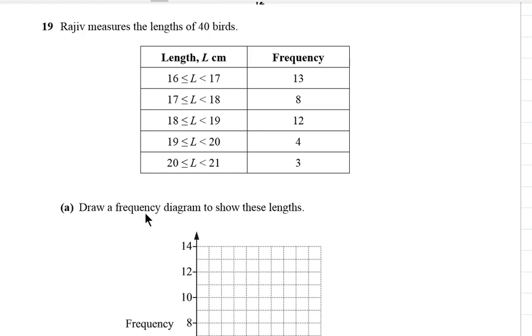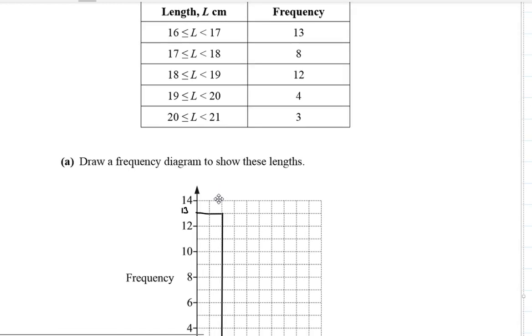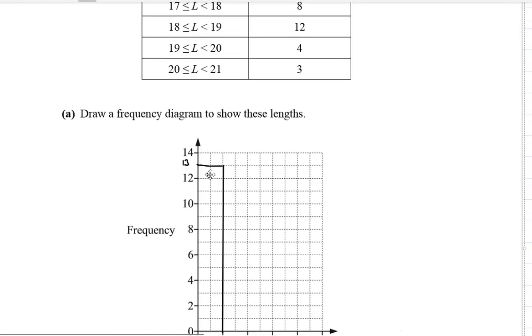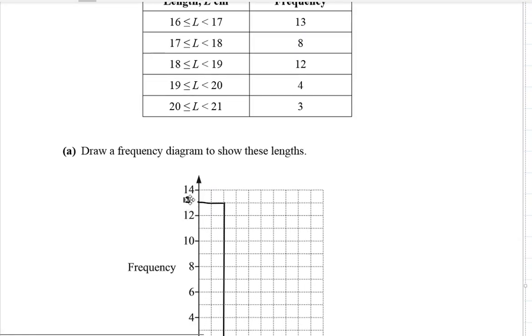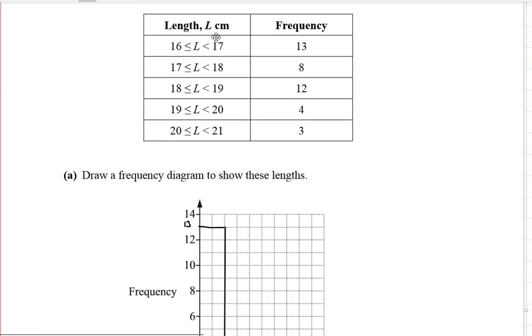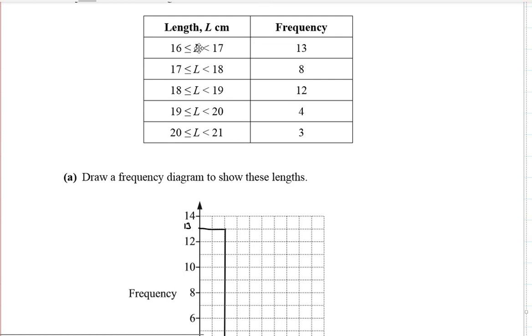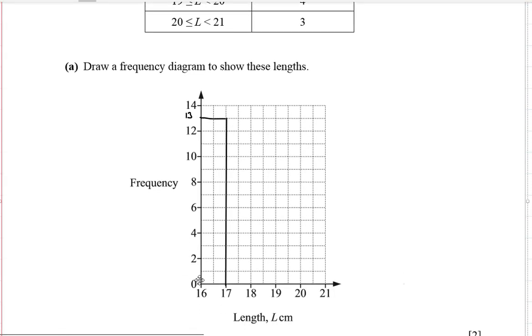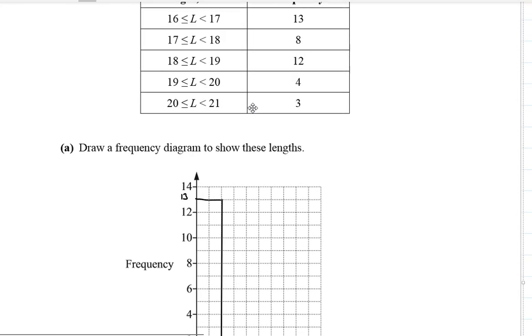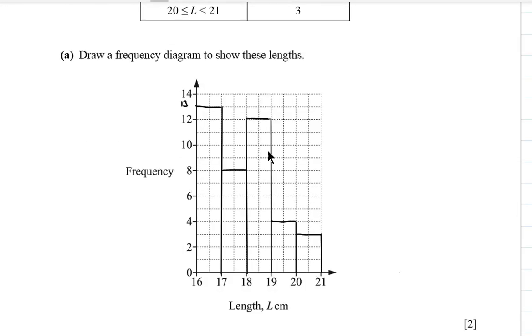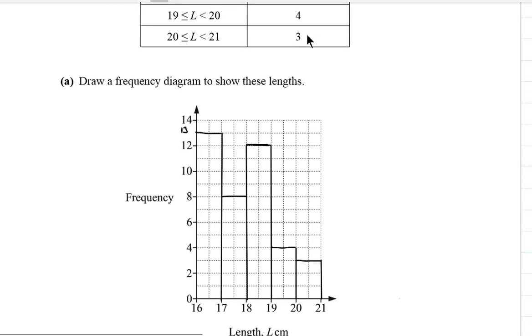A. Draw a frequency diagram to show these lengths. The frequency diagram consists of bars and we don't have any gaps between these bars. For the first bar here we have 13. Between 12 and 14 we have 13 here, and the corresponding length is from 16 to 17. This is from 16 to 17, and this is the first bar. Let's complete. This is the frequency diagram. Each bar length represents the corresponding frequency.